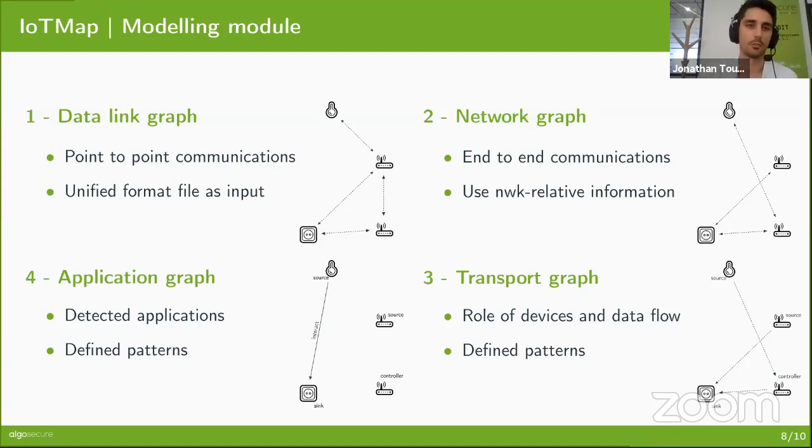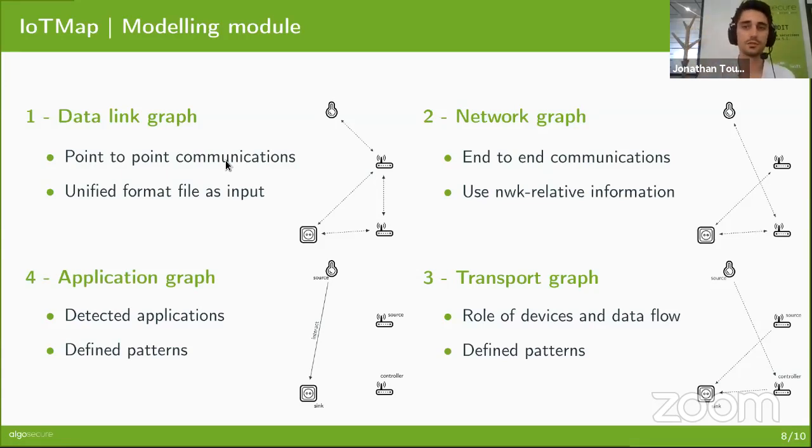We use an iterative approach and start from the data link graph. The data link graph highlights some point-to-point communications. As you can see in the picture, to the right of the text, we have 4 different devices where each communication between 2 devices is represented by a drawn arrow representing the orientation of the communication. And the unified file format is used to produce this data link graph.